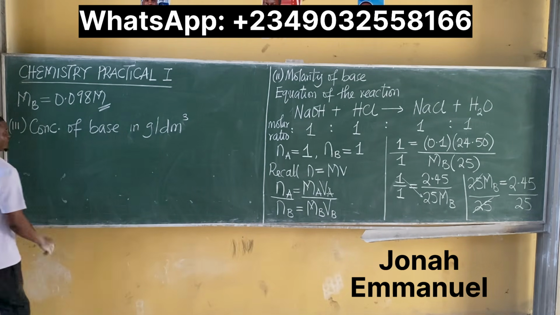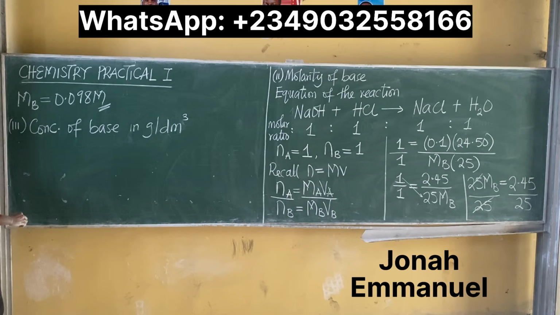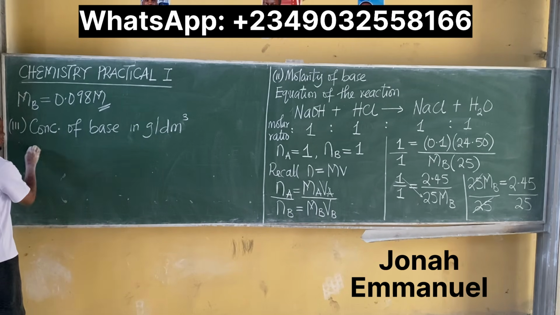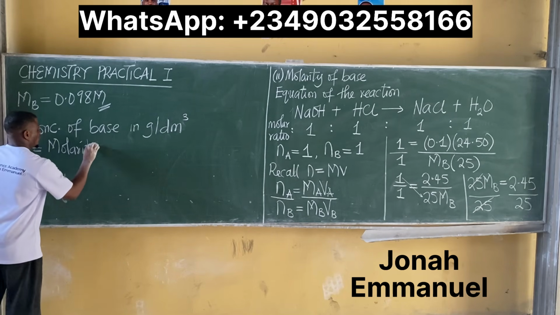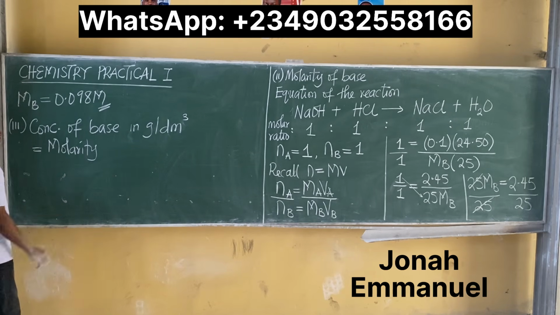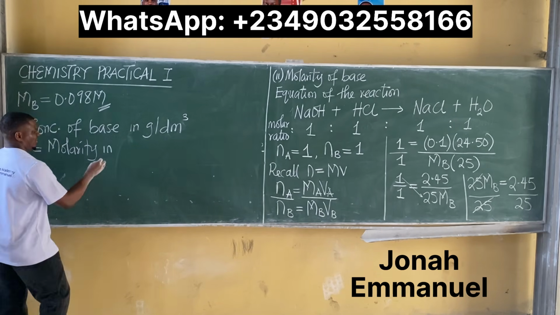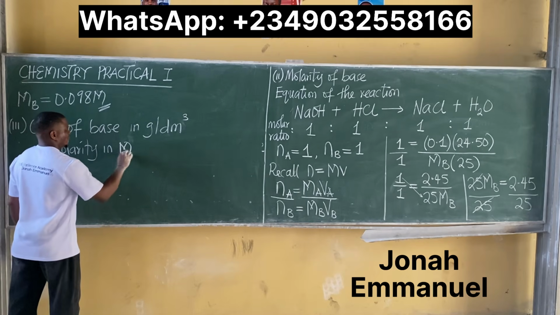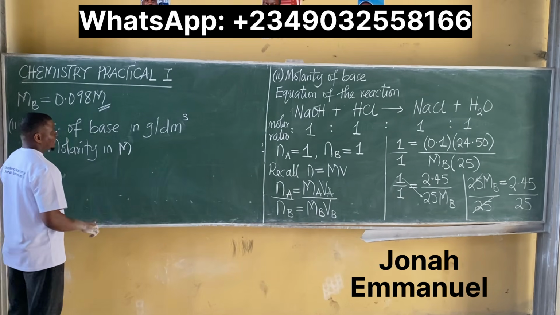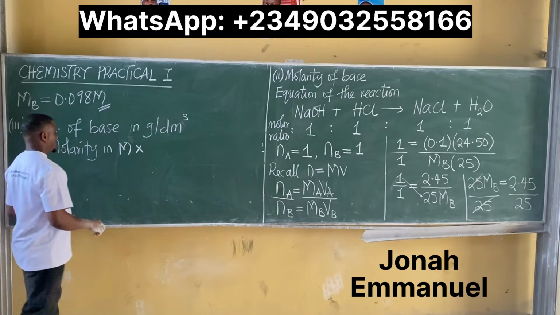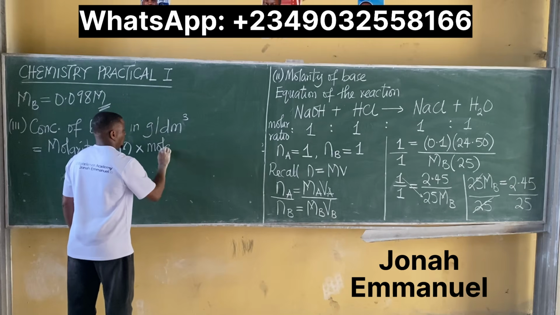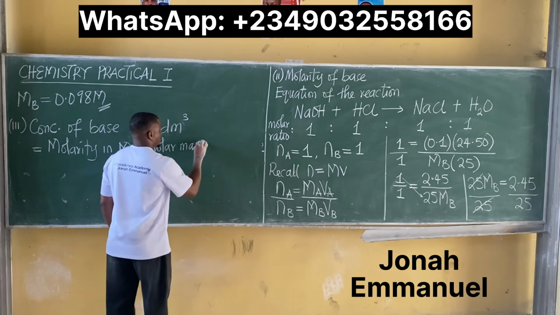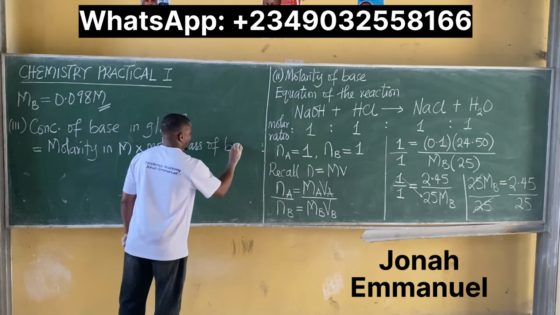You want to note that for this, the concentration of the base in gram per dm cube is simply equal to the molarity. Note that molarity and concentration are the same thing. So the molarity in molar, that's M, times, so multiply this with the molar mass of the base. That's how this is done.